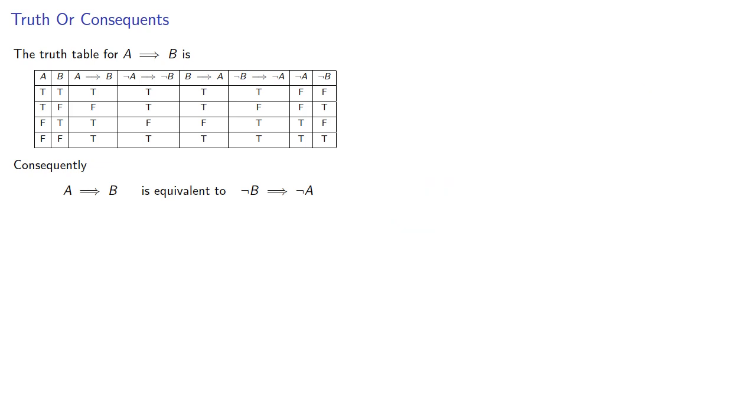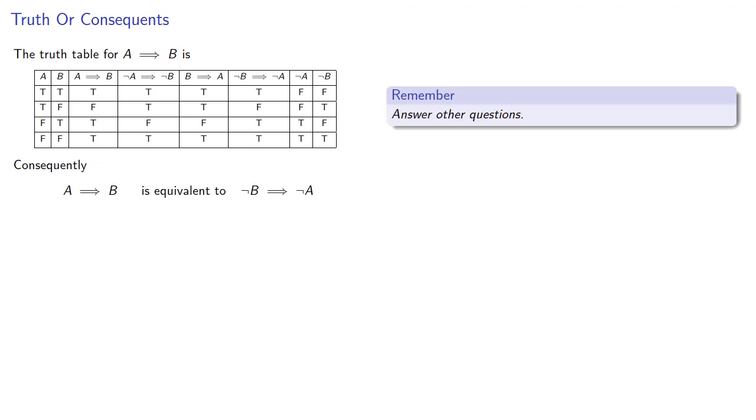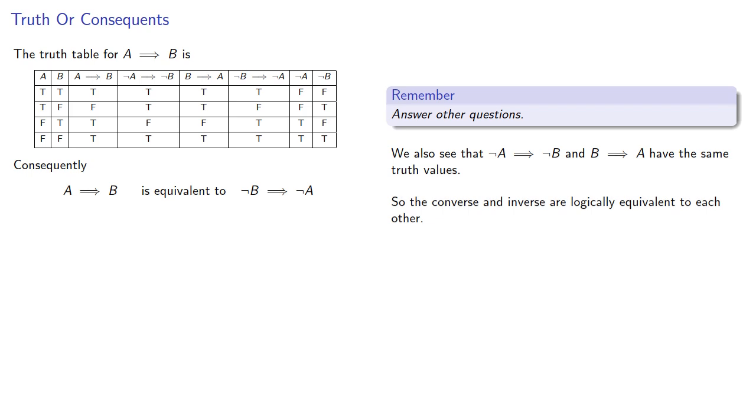And a useful strategy: answer other questions. So while the question we're trying to ask is what is the conditional logically equivalent to, we can use our table to find other logical equivalences. And if we look at the table, we see that if not A, then not B, and if B, then A have the same truth values. And so that means the converse and inverse are logically equivalent to each other.